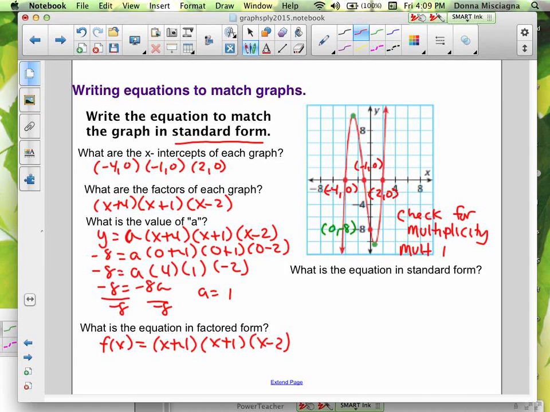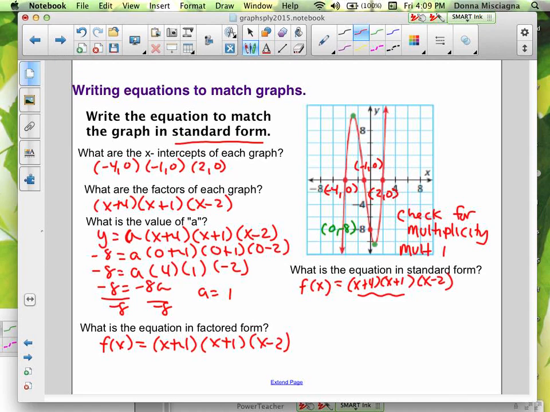All right, so now we're going to put it in standard form. To put it in standard form, we're going to have to multiply our factors. And when you're multiplying factors, you can only multiply one pair at a time. So we're going to have f of x equals x plus 4 times x plus 1. We'll multiply those, and then we'll multiply all of that times x minus 2. But we're going to work with these two first. Okay, so put this in your notes as well.